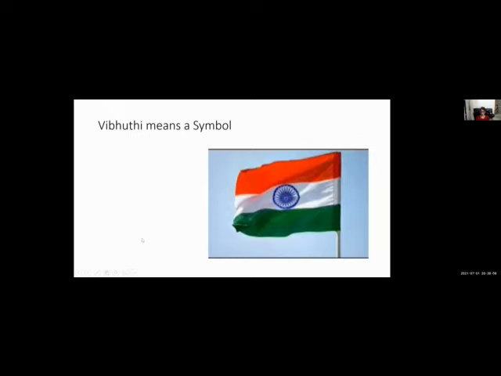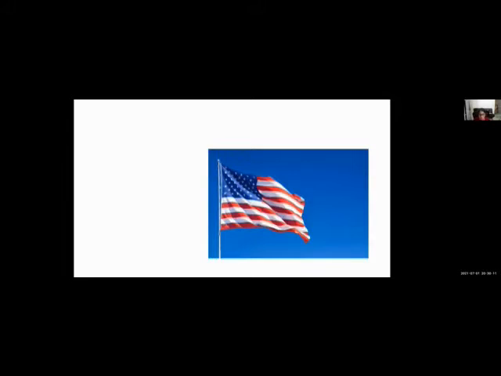Now, let me see how you will understand certain symbols. You all are very smart, you can answer these questions. When you see this, which country is this? Canada. Very good. Canada. Okay. Next. USA. United States of America. All right.